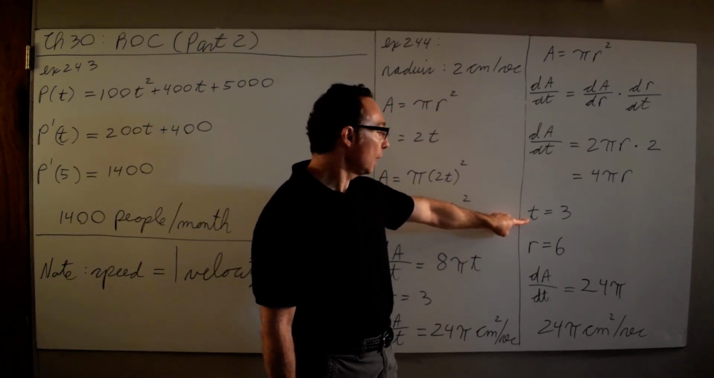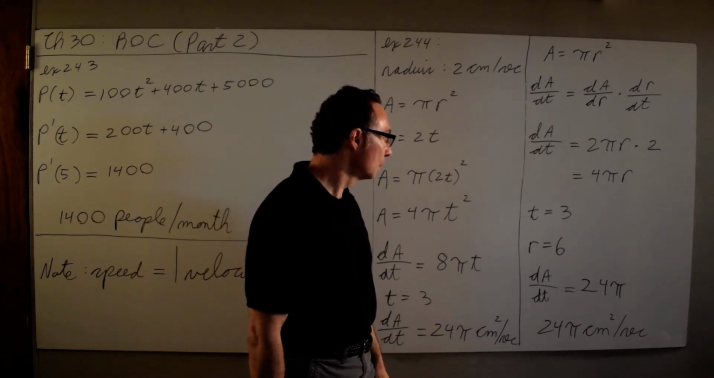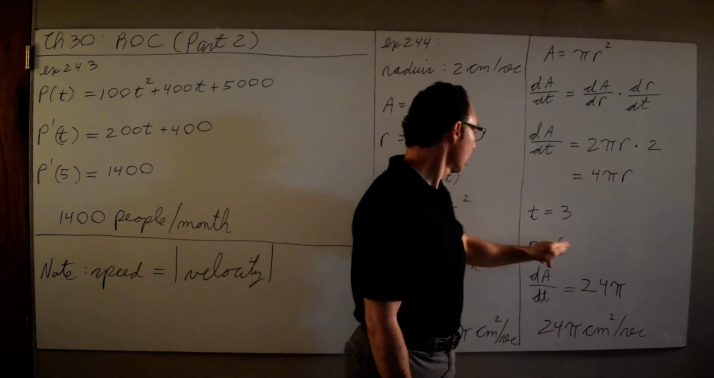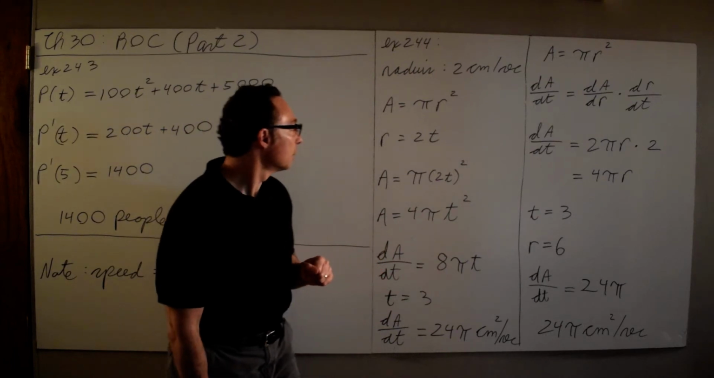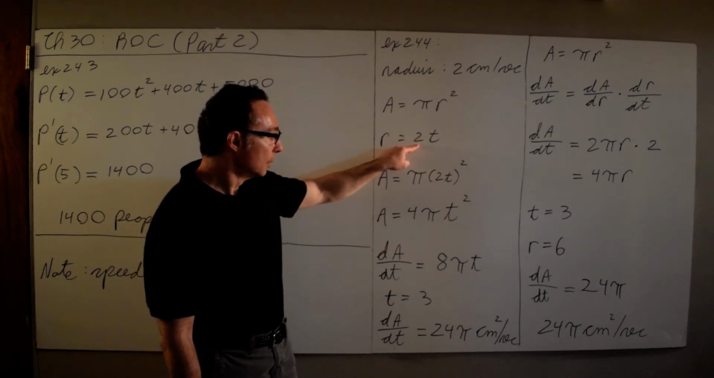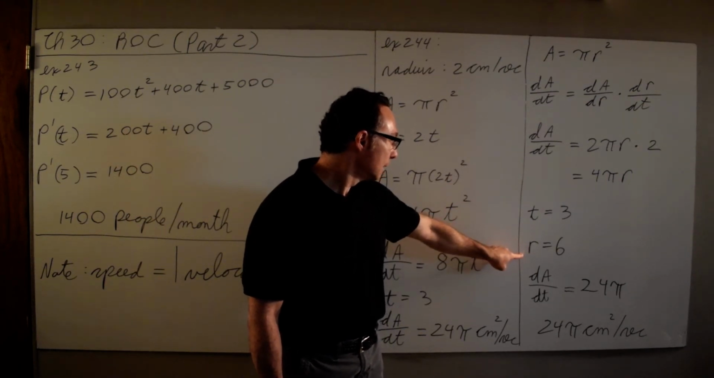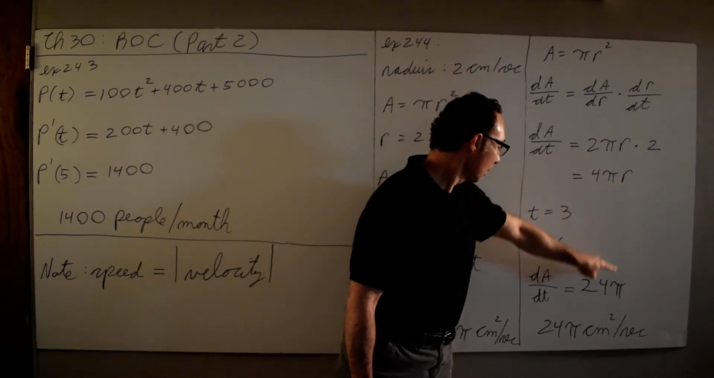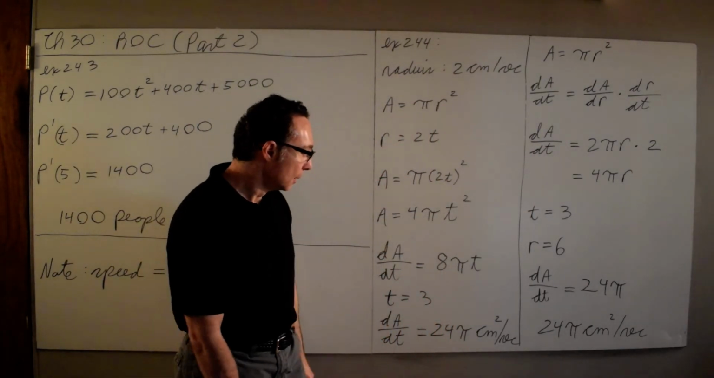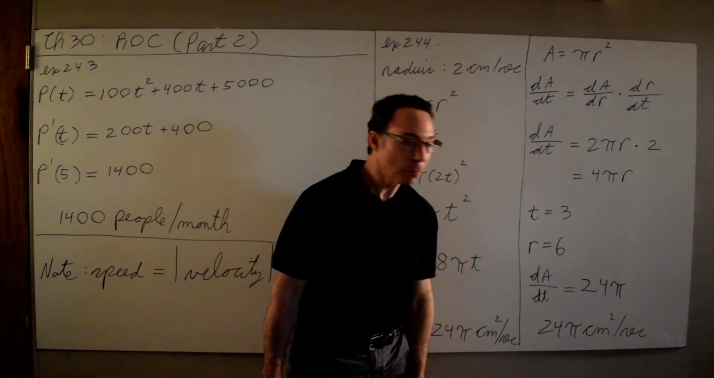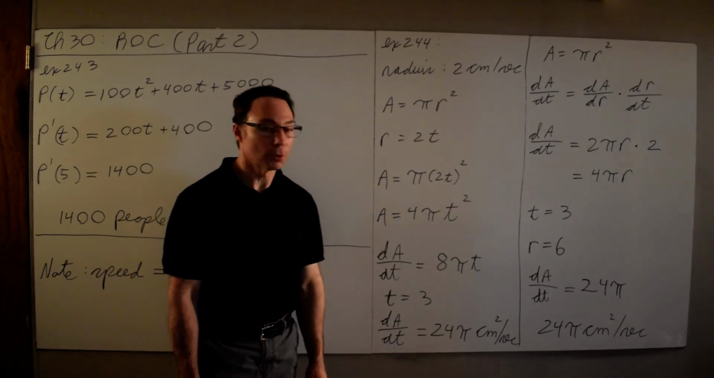t is equal to 3. We're given that in the problem. So we want to substitute r when t is equal to 3. But remember, r is 2t. So if t is equal to 3, r is equal to 6. So we substitute 6 for r, and we have 24 pi. So the rate of change is 24 pi centimeters squared per second.